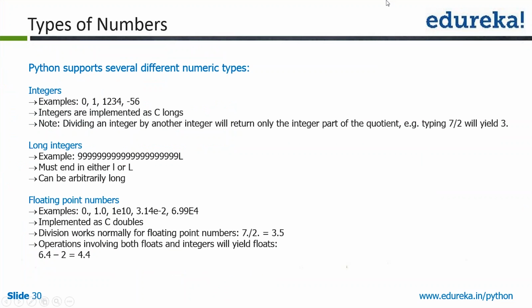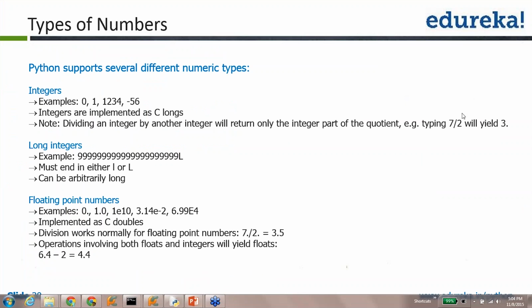Now Python supports different types of numbers, namely integers, long integers, and floating point numbers. Some of these have an analogous counterpart in C as well, wherein such numbers were implemented as a different data type. So if you are familiar with the C programming language, whatever is considered long in C is the same as integer in Python. And here is a note around it. If you divide an integer by another integer, that will return only the integer part of the quotient, and if you divide it by a floating point number, that will give you the fractional part as well.